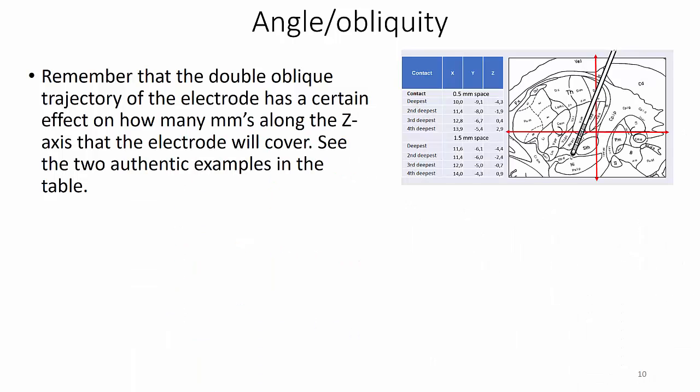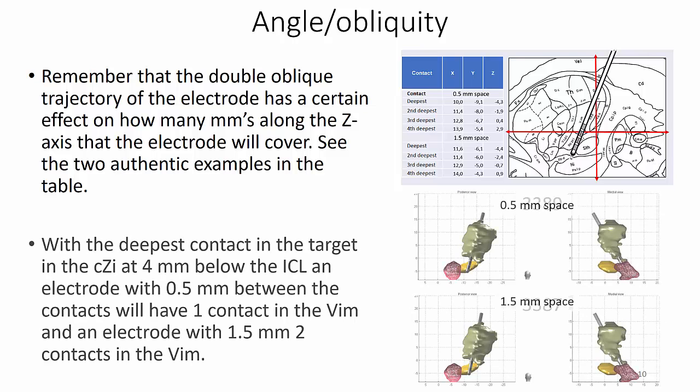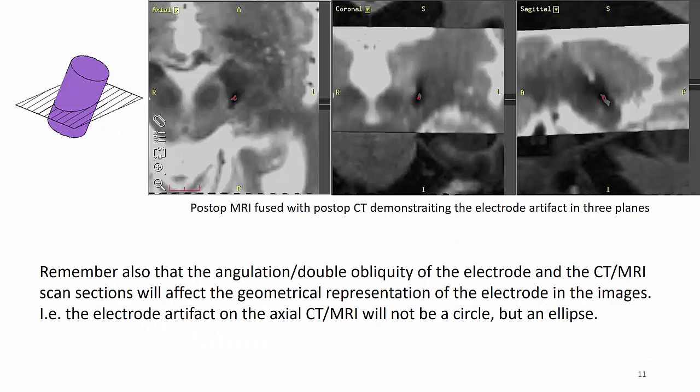Concerning the angle of implantation, one should remember that the double oblique trajectory of the electrode has a certain effect on how many millimeters along the Z-axis that the electrode will cover. See the 2 authentic examples in the table here. Just to give one example, with the deepest contact in the target in the zona incerta at 4 mm below the ICL, an electrode with 0.5 mm between the contacts will have 1 contact in the VIM, and an electrode with 1.5 mm will have 2 contacts in the VIM.